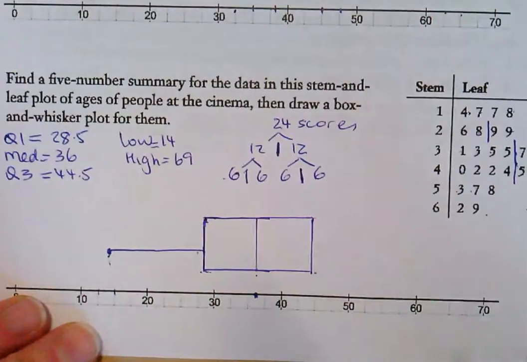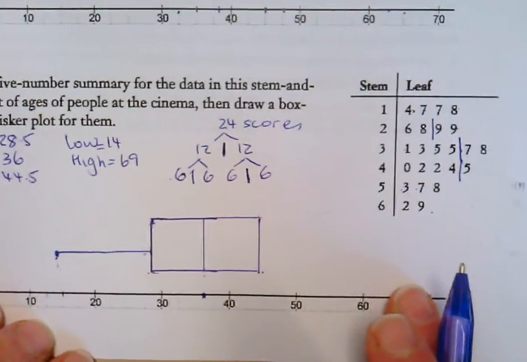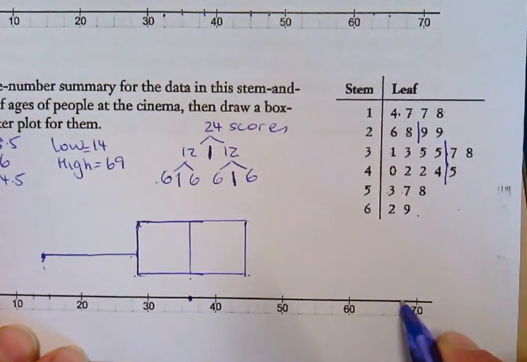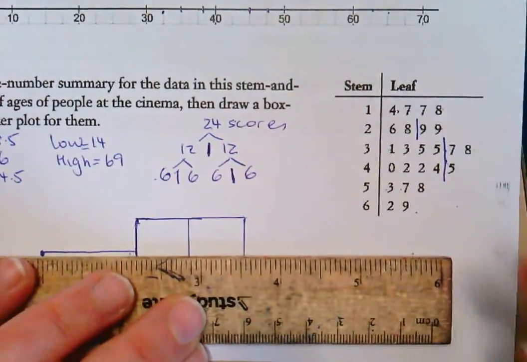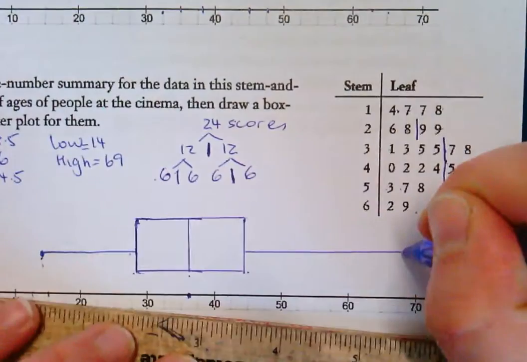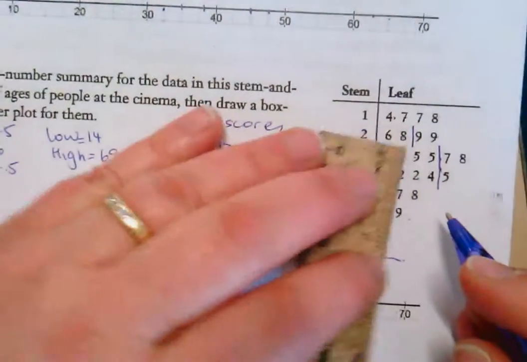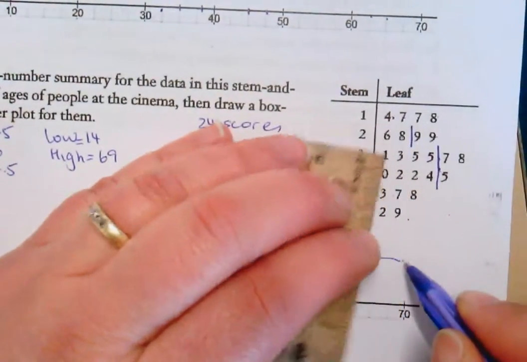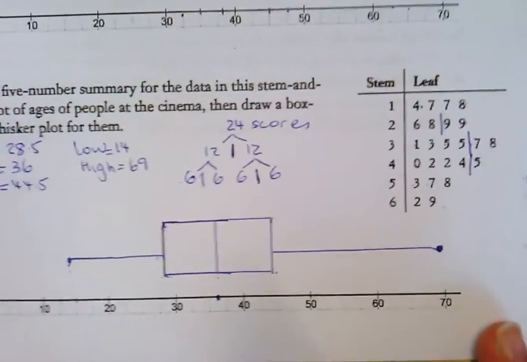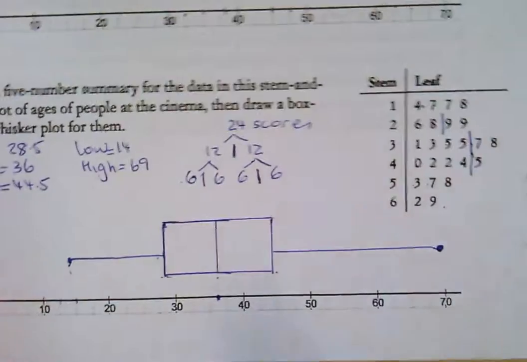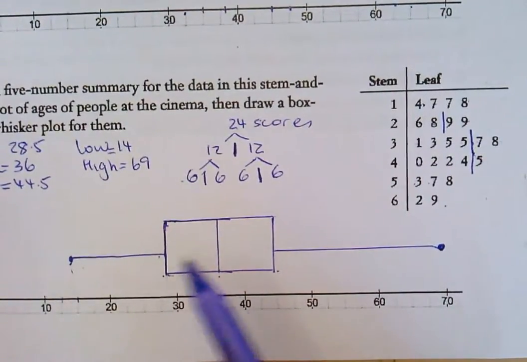And the highest score is 69, 67.5, 69. Now, 69 will be just before 70 here. Okay, so there's your whisker and your box.